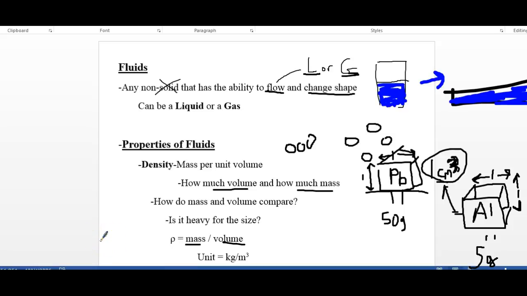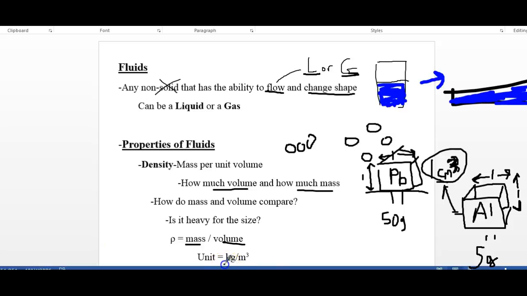Lots of other objects are the same way. Some are very light. Aluminum's very light. If you think of lava rock, like pumice, or if you think of iron, it's pretty dense. So some things are dense, some things are not so dense.